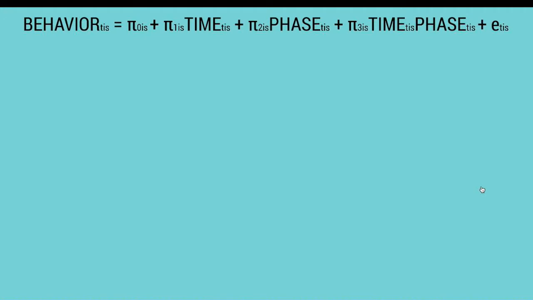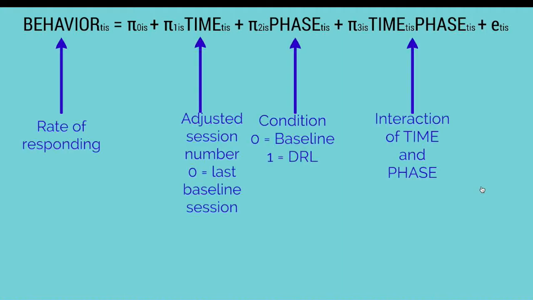Here is the regression equation, and this regression equation is based on those 3 variables, time, phase, and time phase that I just told you about from the spreadsheet. The regression equation predicts some sort of outcome, typically labeled as y. Here I've labeled it as behavior because ours is behavior or rate of responding. And then that outcome is predicted based on certain predictor variables. Again, our predictor variables are time, phase, and time phase.